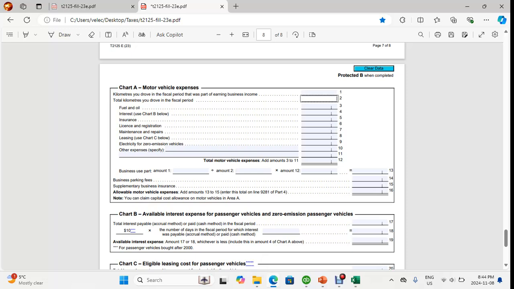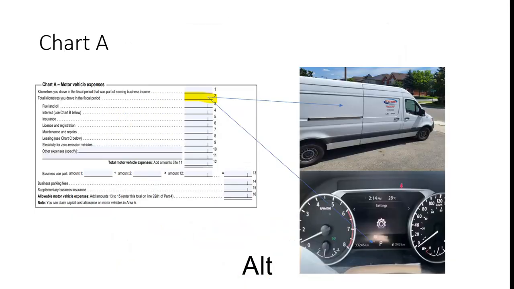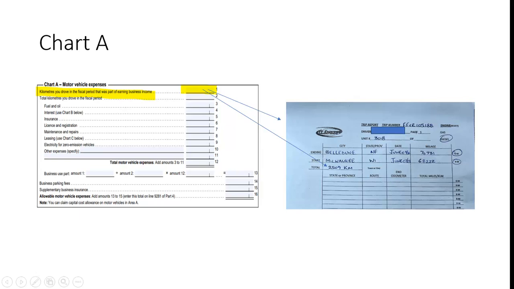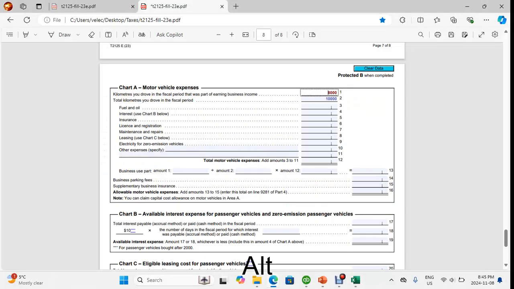Let's say this is 10,000, so to speak. And out of this 10,000, you drove 8,000 for business. This number will show up on your logbook. So when you calculate your total mileage for your logbook, it will tell you how much you used for business. Let's say this is 8,000.